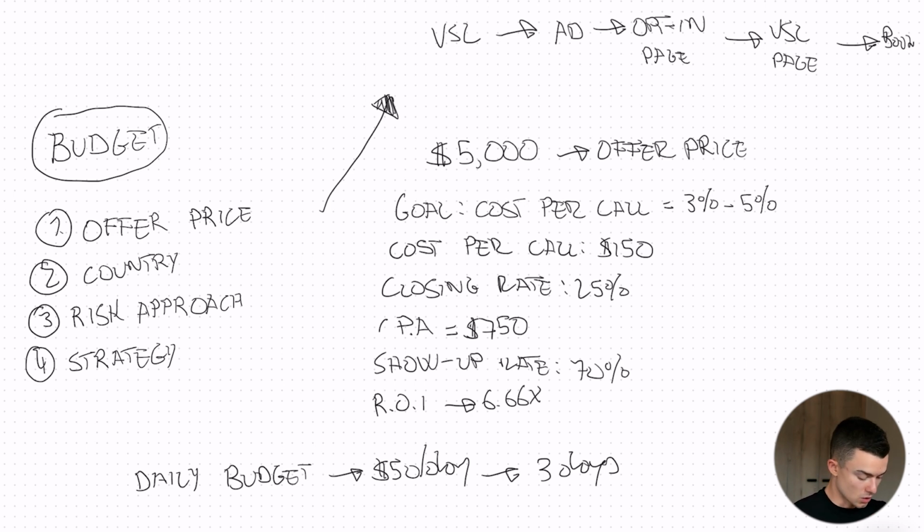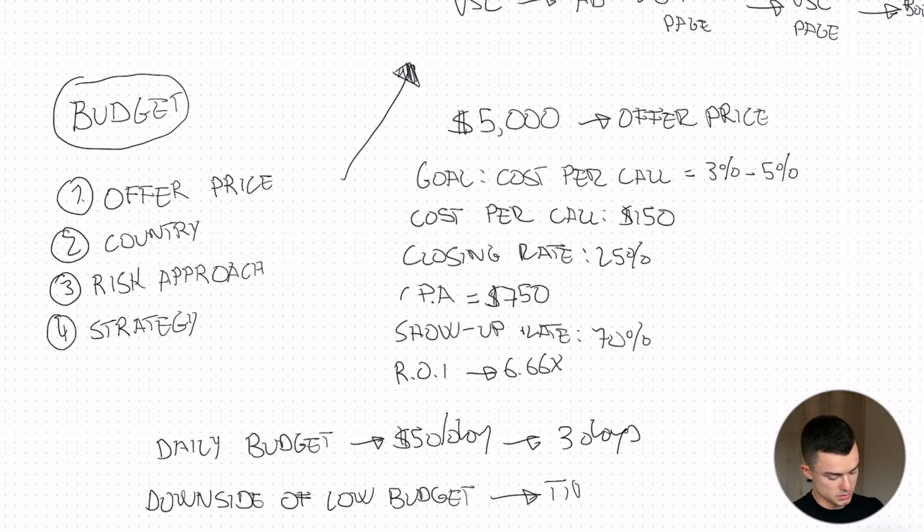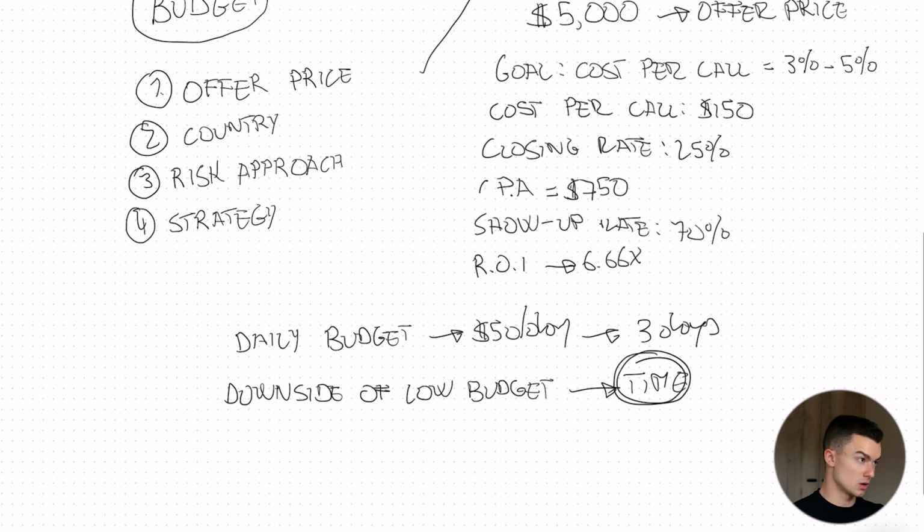All right. So in this case, with the VSL strategy, can you start with $50 a day? Absolutely, you can. The only downside of a low budget is going to be, drum roll, time. You're going to need more time in order for you to validate the offer, validate the VSL, validate the ads, and validate the entire system. But you can definitely start with $50 a day. I wouldn't really suggest starting with anything below $50, simply because it's going to take a little bit more time.